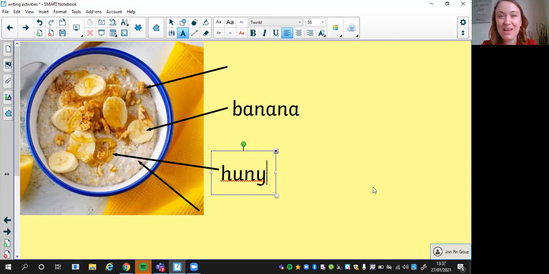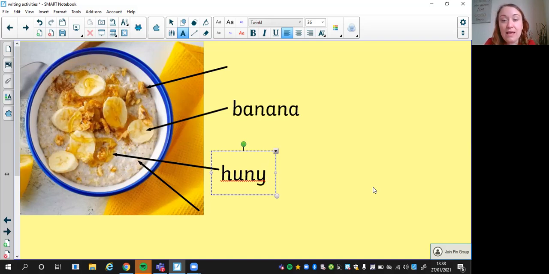Okay, lovely. So we've had a go at writing banana, we've had a go at writing honey, but really, I don't know what you've got in your porridge bowl. So it would be silly to carry on labelling my porridge bowl. You should probably spend some time, guys, labelling your porridge bowl. Before you do that, I just wanted to share with you the very last job for today, which is to write a sentence about your food.